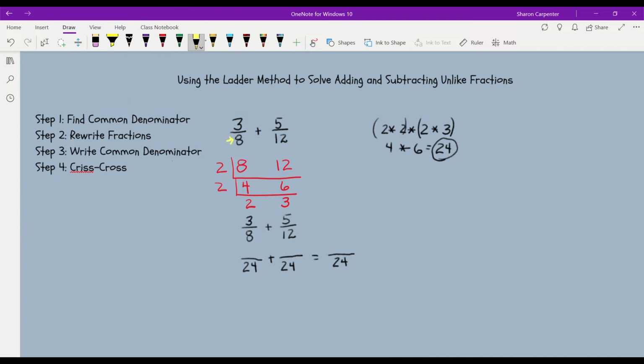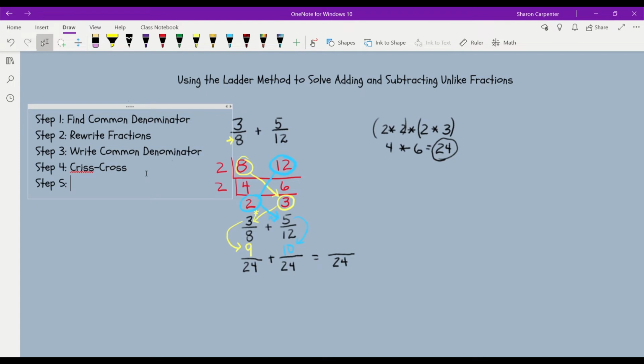Let's start with 3/8. Go to our ladder, circle 8, then crisscross to the bottom of the ladder to the 3. Circle it. Then crisscross again to the 3 in the numerator and multiply to get our solution numerator, which is 3 times 3 is 9. To get our other numerator, we're simply going to do the same thing on the other side. Circle the 12, crisscross to the bottom and circle the 2. Crisscross again to the numerator 5 and multiply. 2 times 5 is 10.